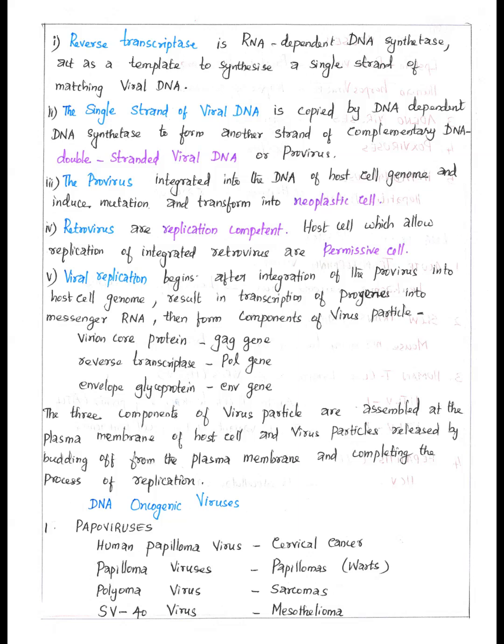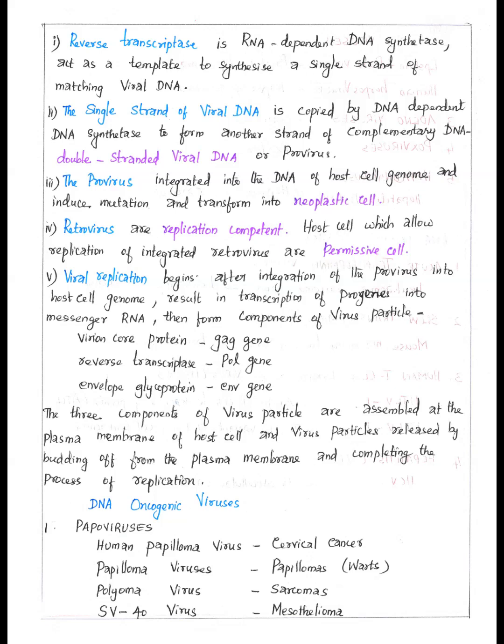The GAG gene codes virion core protein. The POL gene codes reverse transcriptase. The ENV gene codes envelope glycoprotein. The above 3 components of virus particles are assembled at the plasma membrane of the host cell. These virus particles are released by budding off from the plasma membrane. Thus it completes the process of replication.